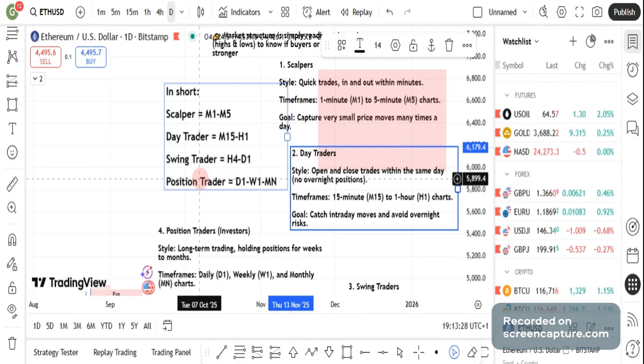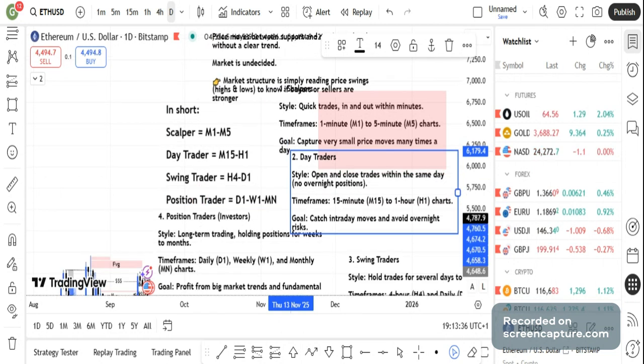Okay, so now let us move to the next, which is the swing trader. Who are the swing traders? Basically, I used to say the swing traders are basically for, let me just say, the people that, okay, you want to say something?